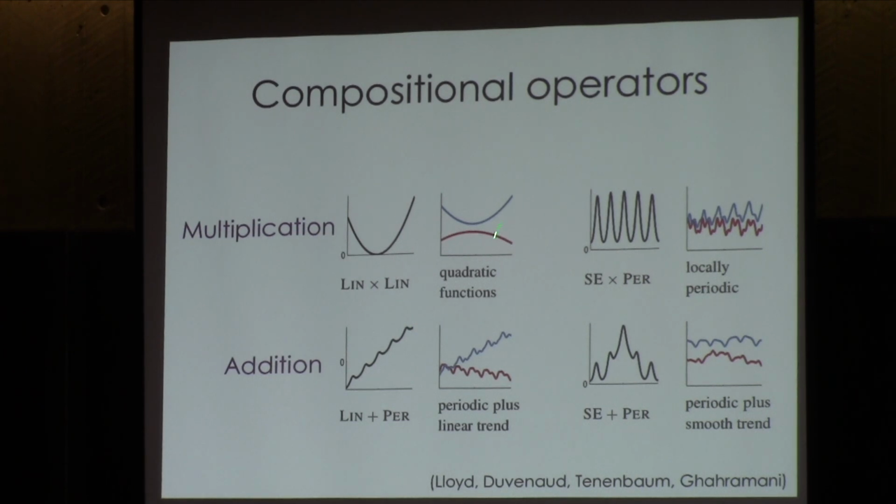So just to give you a taste of how this would look, if you took, for example, two linear kernels and multiplied them together, you could get quadratic functions. If you multiplied a squared exponential and a periodic kernel, you'd get something that looks locally periodic. Or if you added a linear and a periodic kernel, you would get a periodic function plus a linear trend. Or you could have a periodic kernel with some smooth trend in it if you added the squared exponential and periodic kernel.